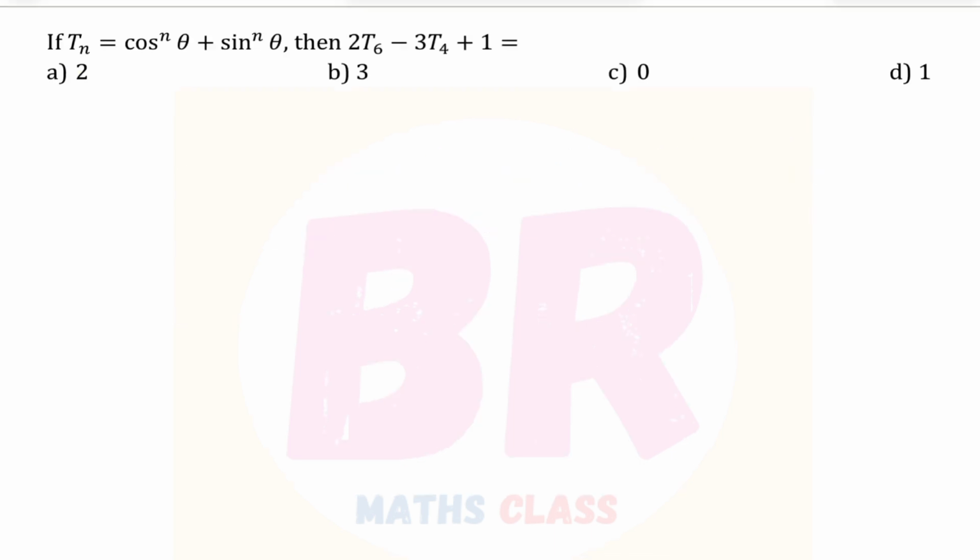See, this problem is similar to the earlier problem. Here they given T6. T6 means cos power 6 theta plus sin power 6 theta. T4 is what? T4 indicates cos power 4 theta plus sin power 4 theta. This problem and last problem is very similar. I want you to try it once. So its answer is 0.